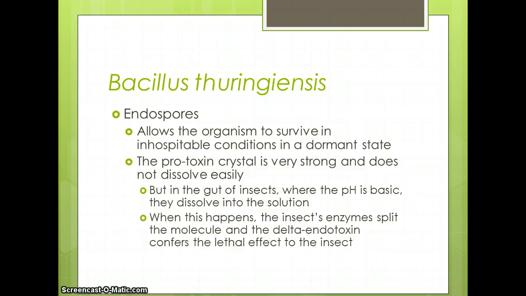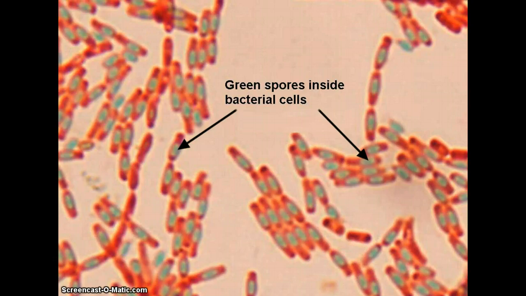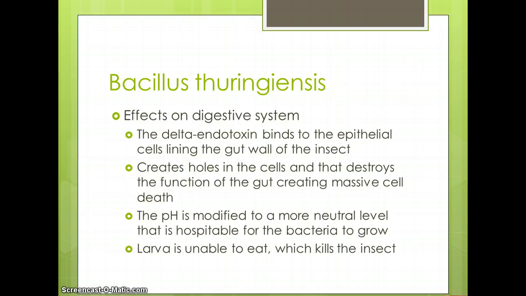However, in the gut of insects, where the pH is basic, they dissolve into the solution. When this happens, the insect's enzymes split the molecule and the delta endotoxin confers the lethal effect to the insect. These are green spores inside the bacterial cells.